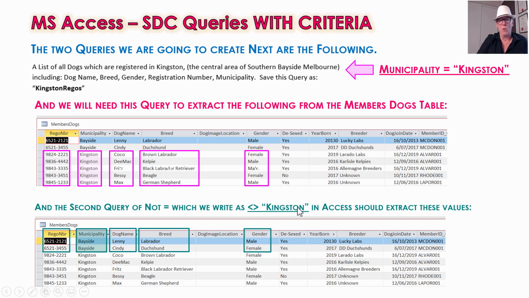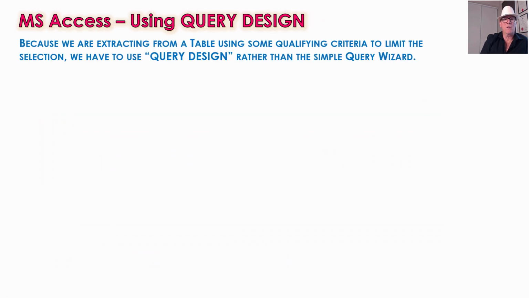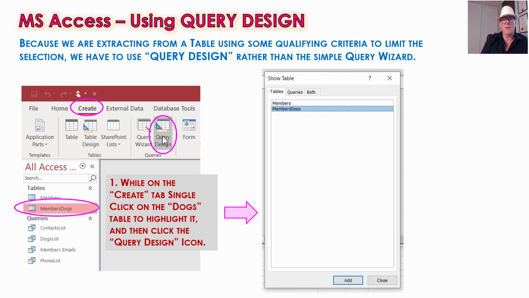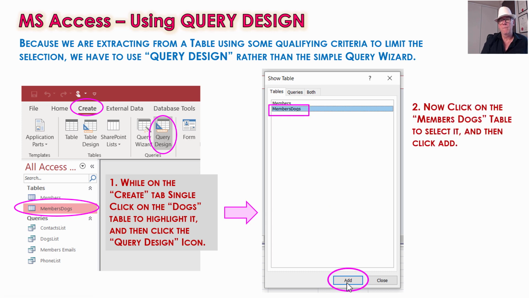You do that, then quotes Kingston, and we'll see how to do that as we go. Because we're extracting from a table with qualifying criteria, we have to use query design. So while we're on members dogs here, we just go Create, Query Design, because we're going into query design. And then the table we want to use is the members dogs table. Make sure you single click members dogs and then click the Add button.